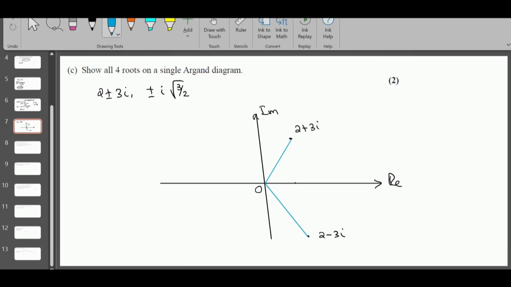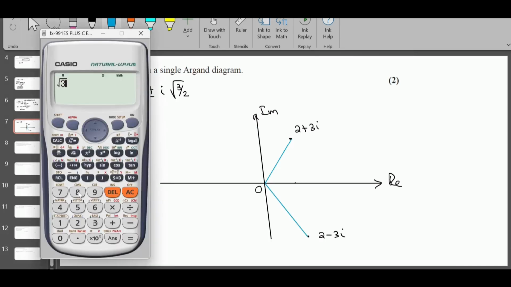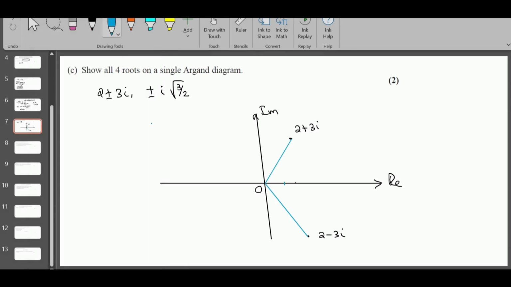And then root of 3 over 2. I'm going to get the value of root of 3 over 2 first. That's 1.22. That tells us it's smaller than 2, so it should be here. Oh, okay, not here. It's the imaginary part, so it should be here. And here. So you can write it as i root 3 over root 2, or put it as a single root, minus i root 3 over 2. That's all. You can just put a little cross here. That's all. It's a 2-mark question.